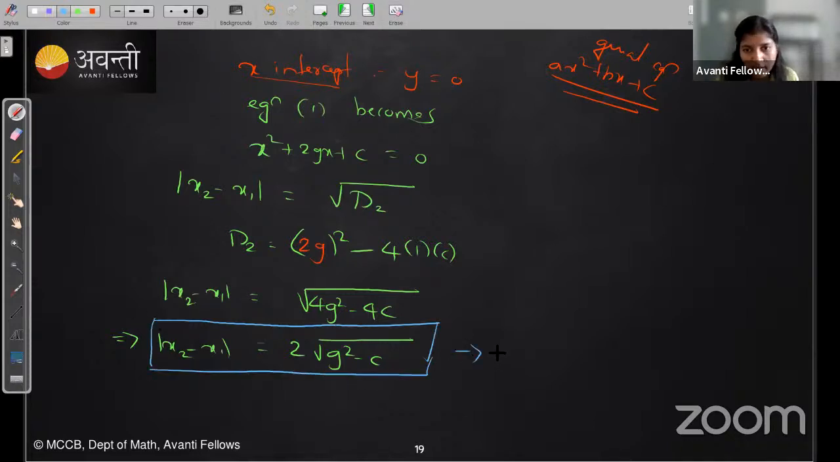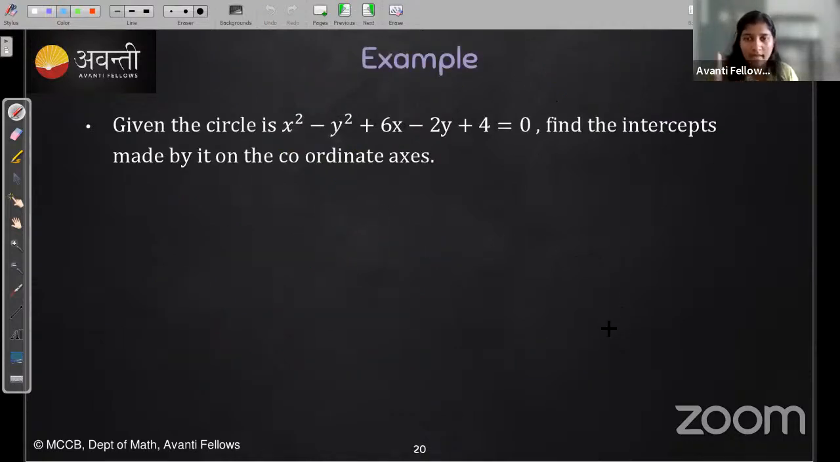This represents the x-intercept. Is it clear to you all how we got the y-intercept and x-intercept? Any doubt in this? If there is no doubt, then well and good, we'll move ahead to the next part. Quickly we'll wind up by solving one example.